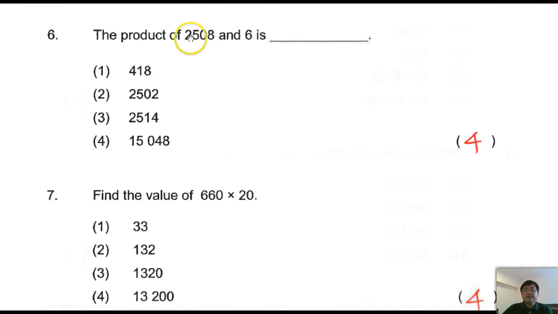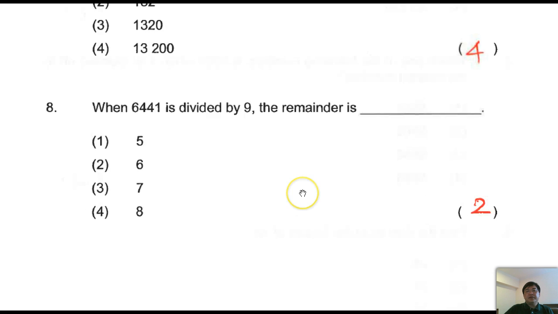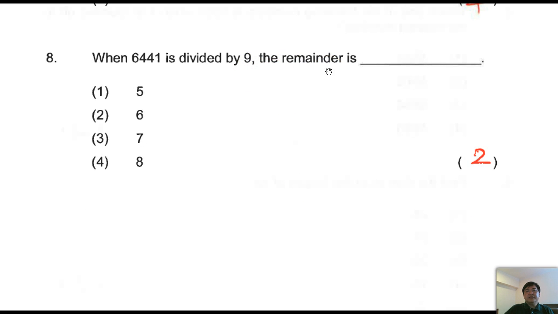Next, the product of 2508 and 6. Of course you have to work it out. Take 2508 times 6, and the answer is 15048. Next, find the value of 660 times 20. You have to really work it out. What I can do is take 66 times 2, which is 132, and let's see how many zeros there are. The answer is 13200. Number 4.